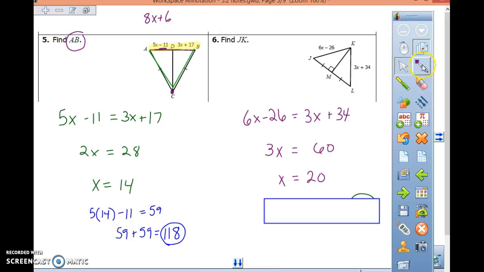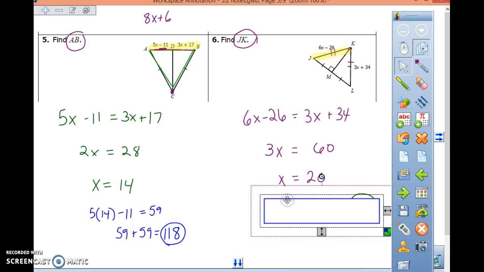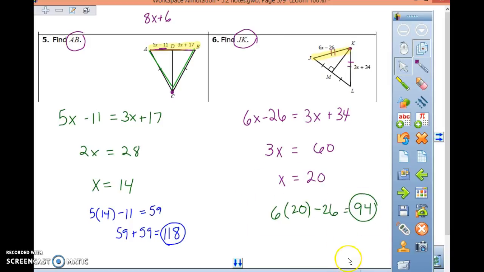Question 6 is set up in the same way. We know it's a perpendicular bisector, so any point on that perpendicular bisector is going to be equidistant to the endpoints. So when we solve for x, we get 20. The unknown is going to be JK. So 6 times 20 minus 26 for 94.